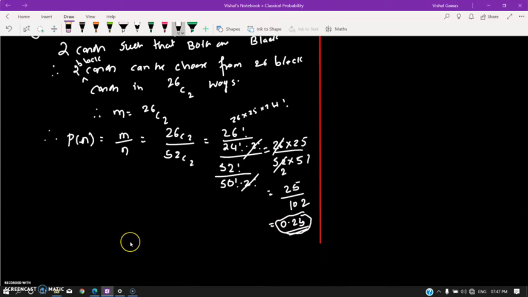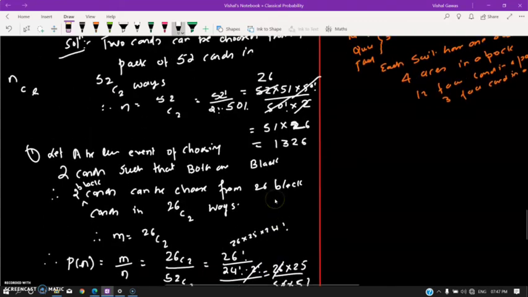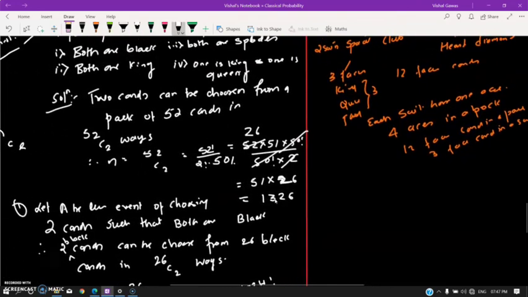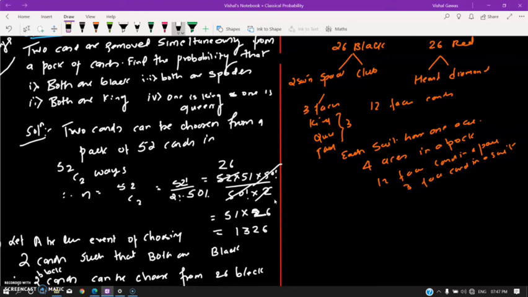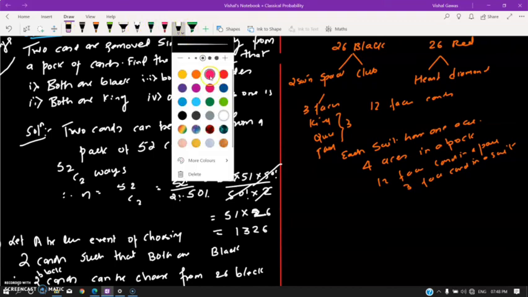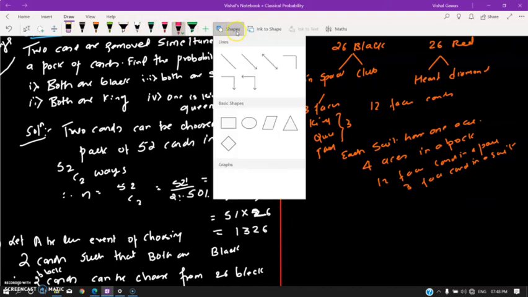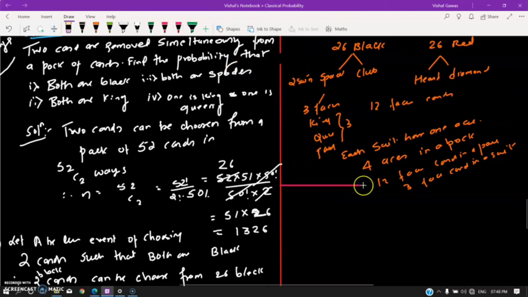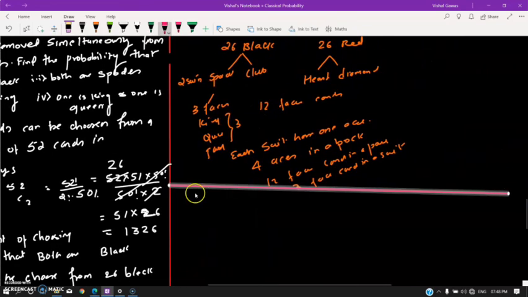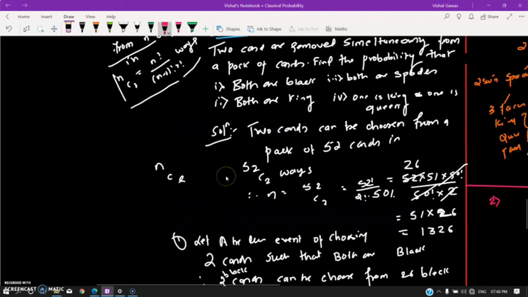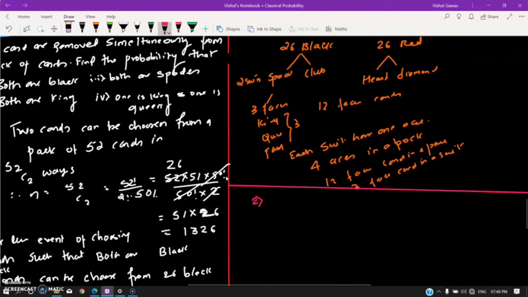Okay, so the first question was comparatively easy. Let's look at the second question, which is a bit of a problem: both are spades. Well, this is also not that difficult, but let's check it out. I hope you're getting what I'm trying to do. If you have not understood, you can write to me anytime. So let's look at the second part.